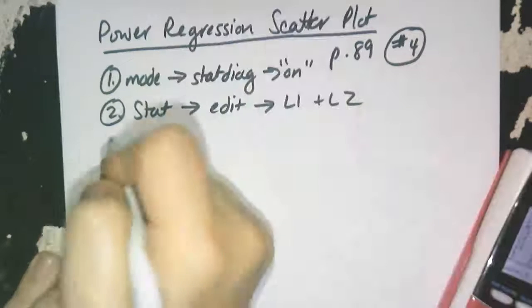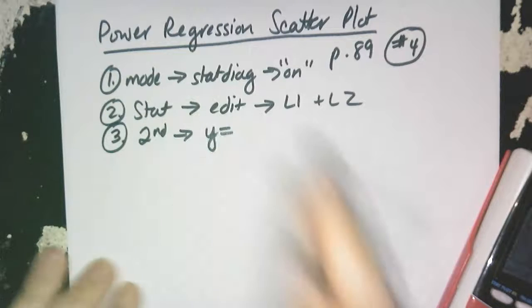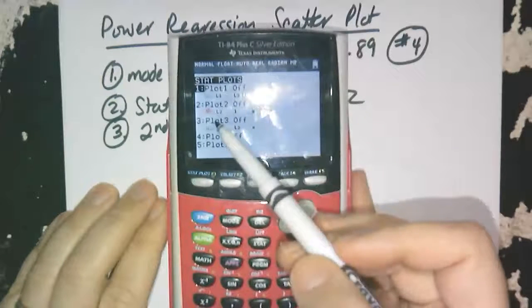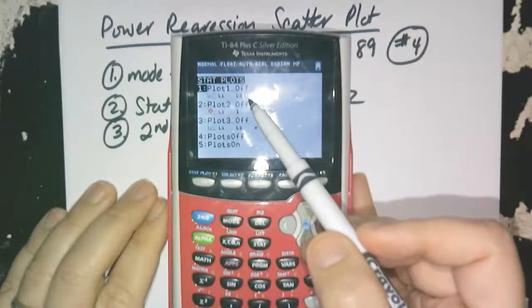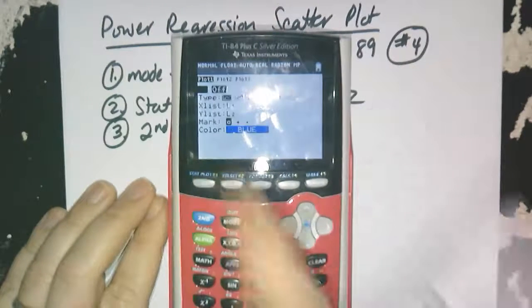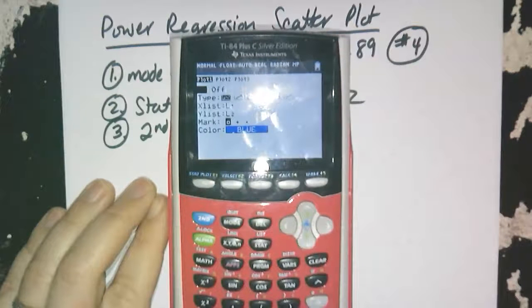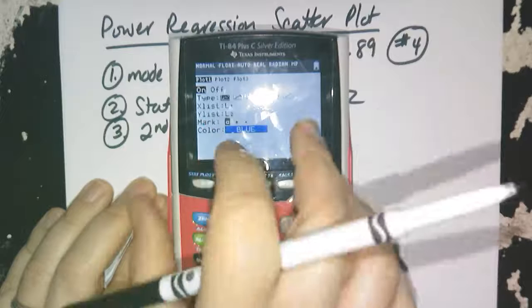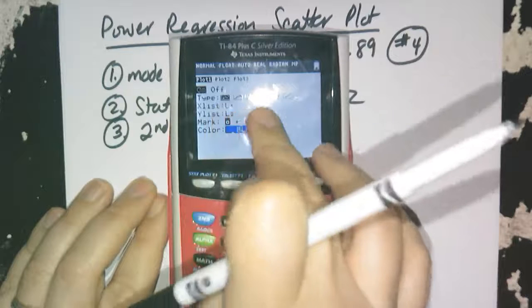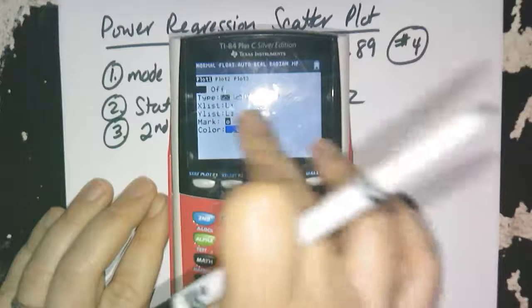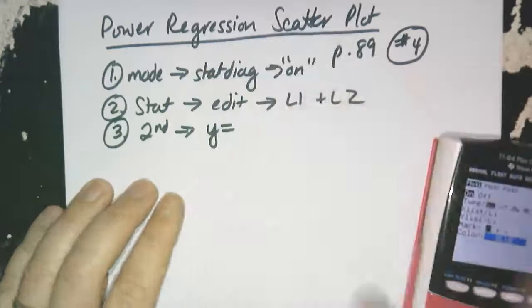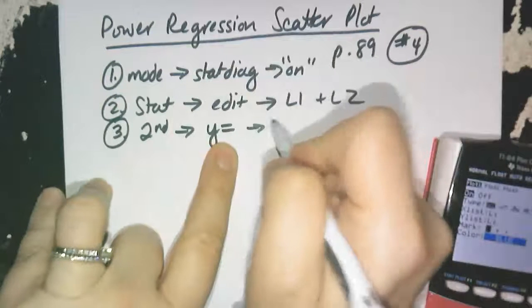So you hit, I'll write this out for you, second, y equals, and right now mine says plot 1 off. Does yours say off? So you're going to hit enter and turn it on. And you're going to pick the first type, which is your scatter plot. You could obviously do box and whisker plots or bar graphs, but we're going to do the scatter plot. It should say L1 and L2. So second, y equals, and we're going to turn it on.